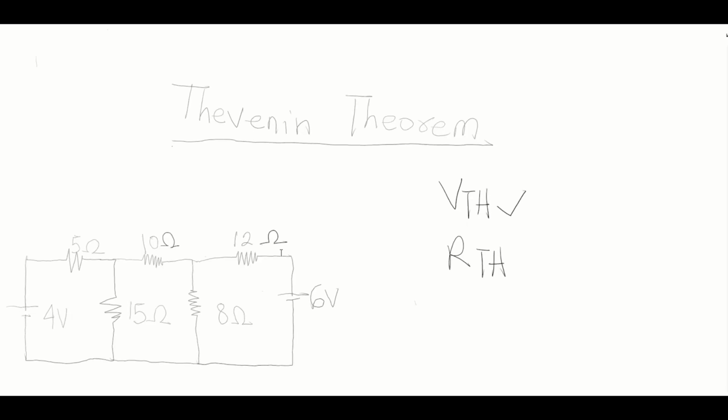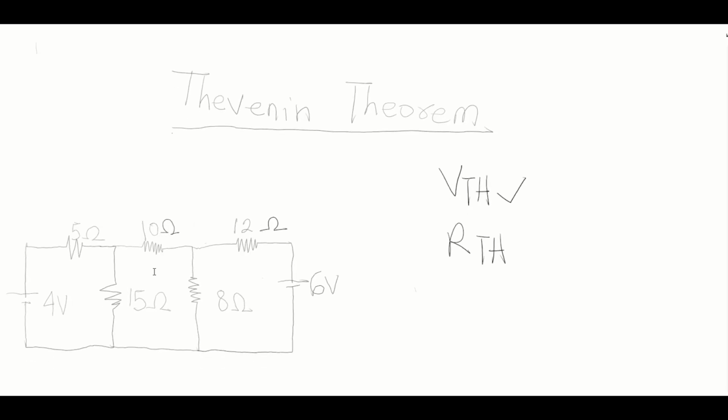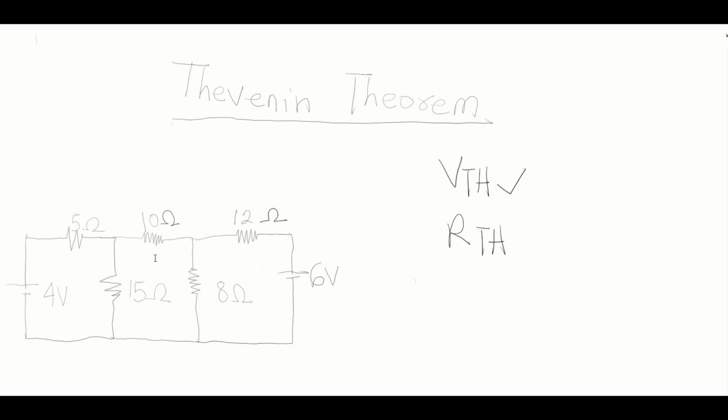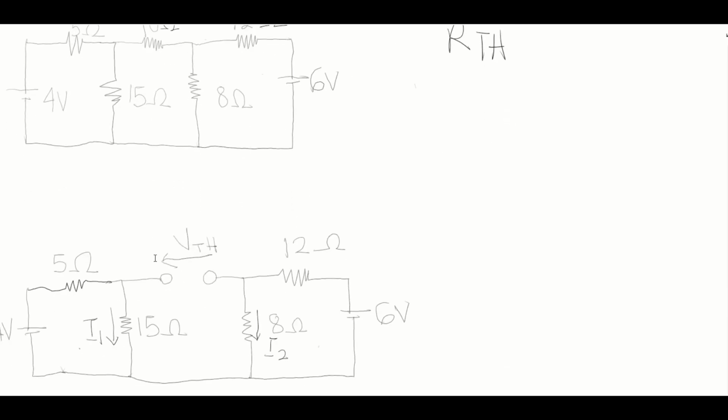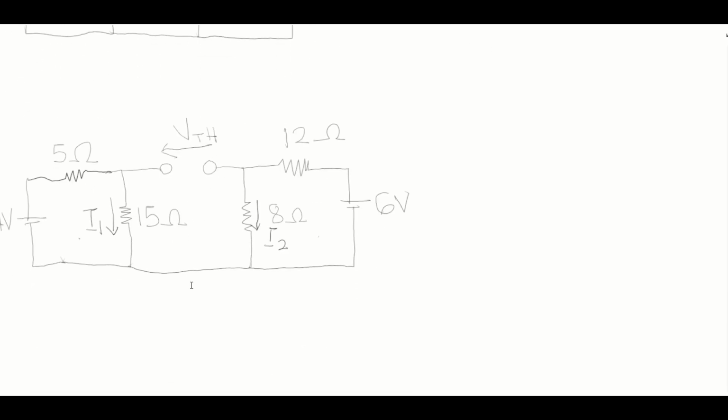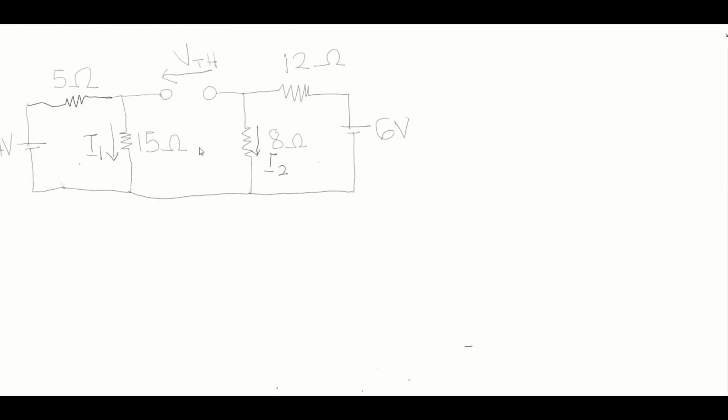In finding the Thevenin's voltage at this side, what we do is remove this resistor and replace it with an open circuit. So the resulting circuit will look like this. With this in place, we are going to calculate the VTH, which is the open circuit voltage.